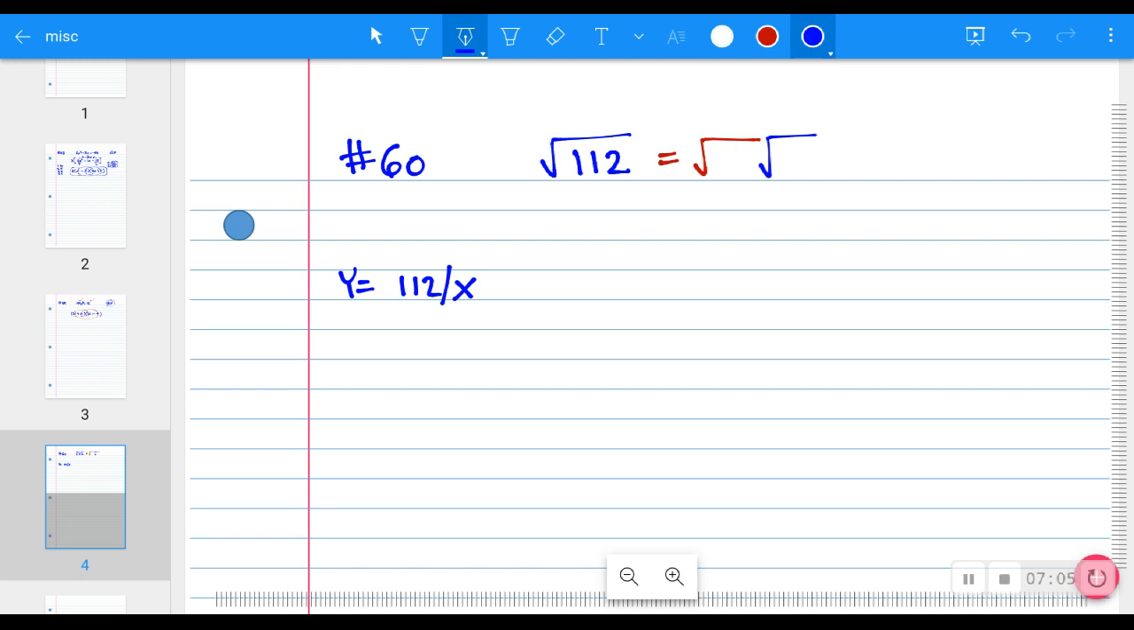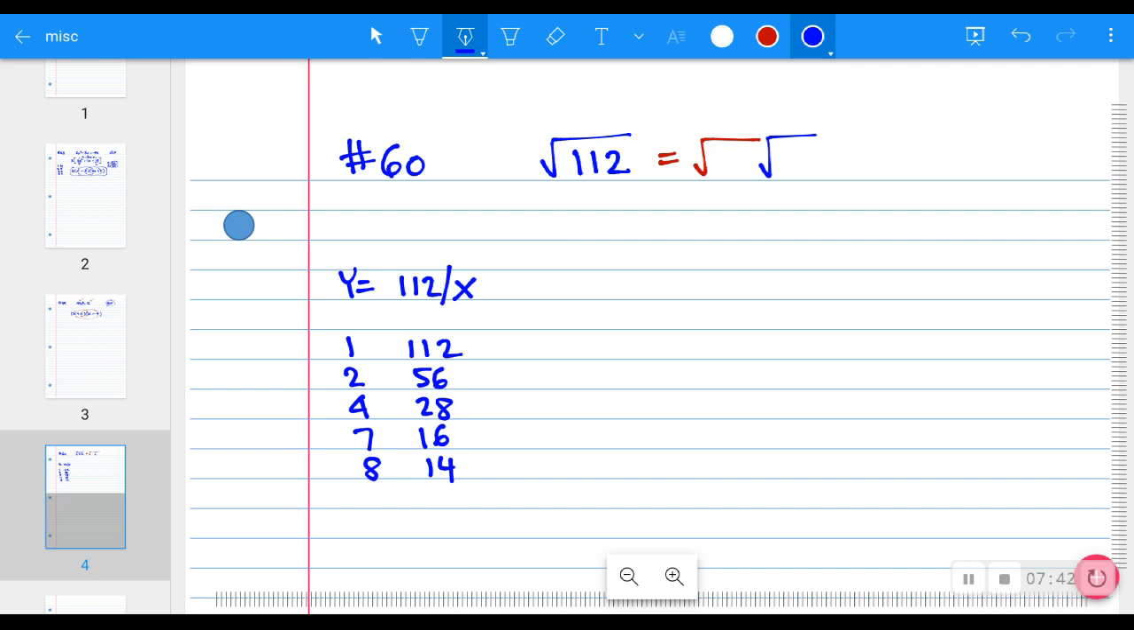Okay, you get 1 times 112, 2 times 56, 3 doesn't go into it, so you get some weird decimal, 37.33, 4 times 28, and the next one that goes into it is 7 times 16. You have to scroll down to find that one. 8 times 14 gives 112.